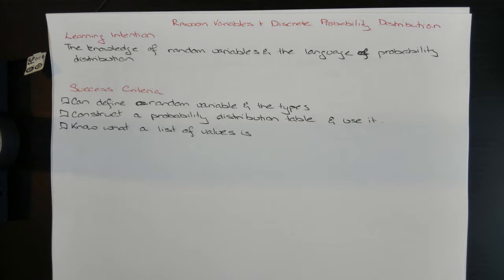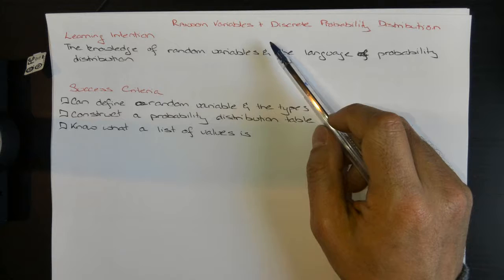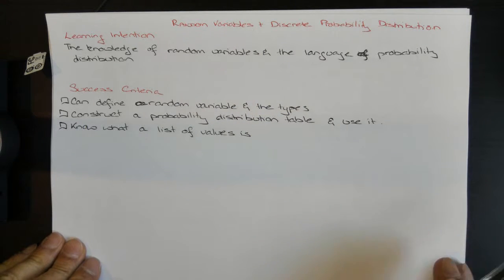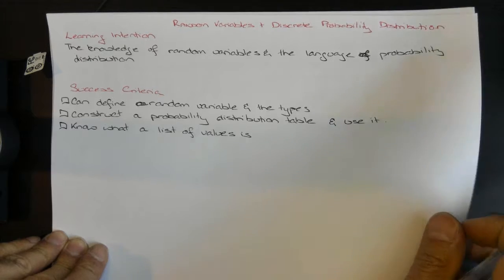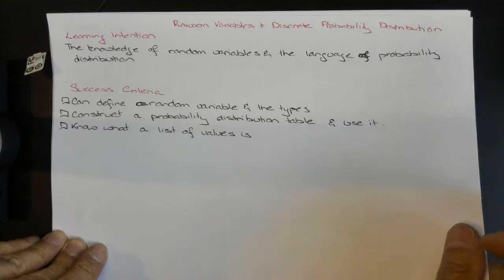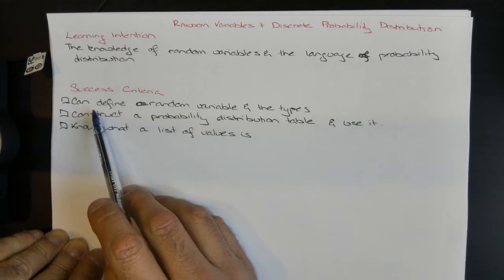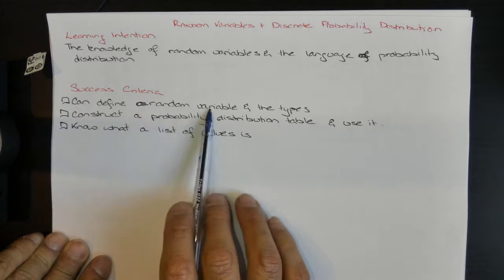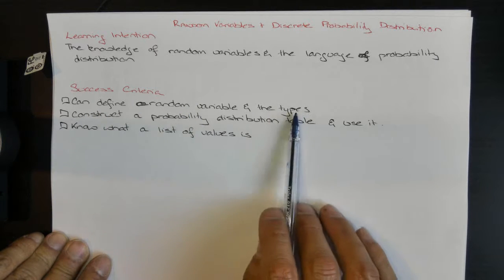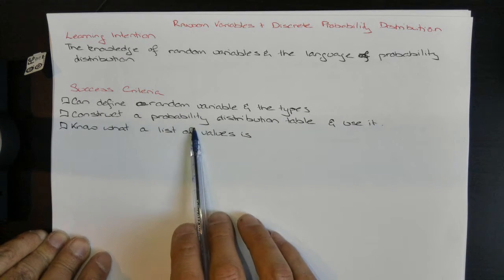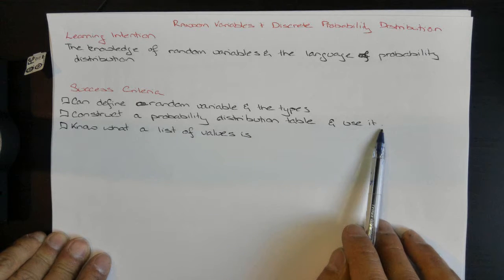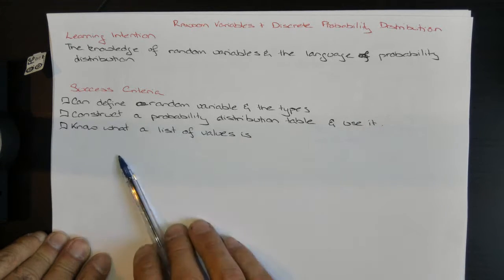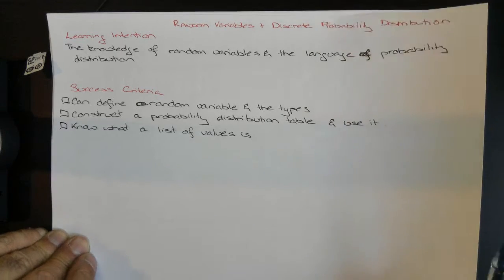Alright, so today we're going to look at random variables and discrete probability distributions. The learning intention is the knowledge of random variables and the language of probability distributions. We'll be successful if we can define what a random variable is and the different types, construct a probability density table and use it to calculate probabilities, and know what a list of values is.